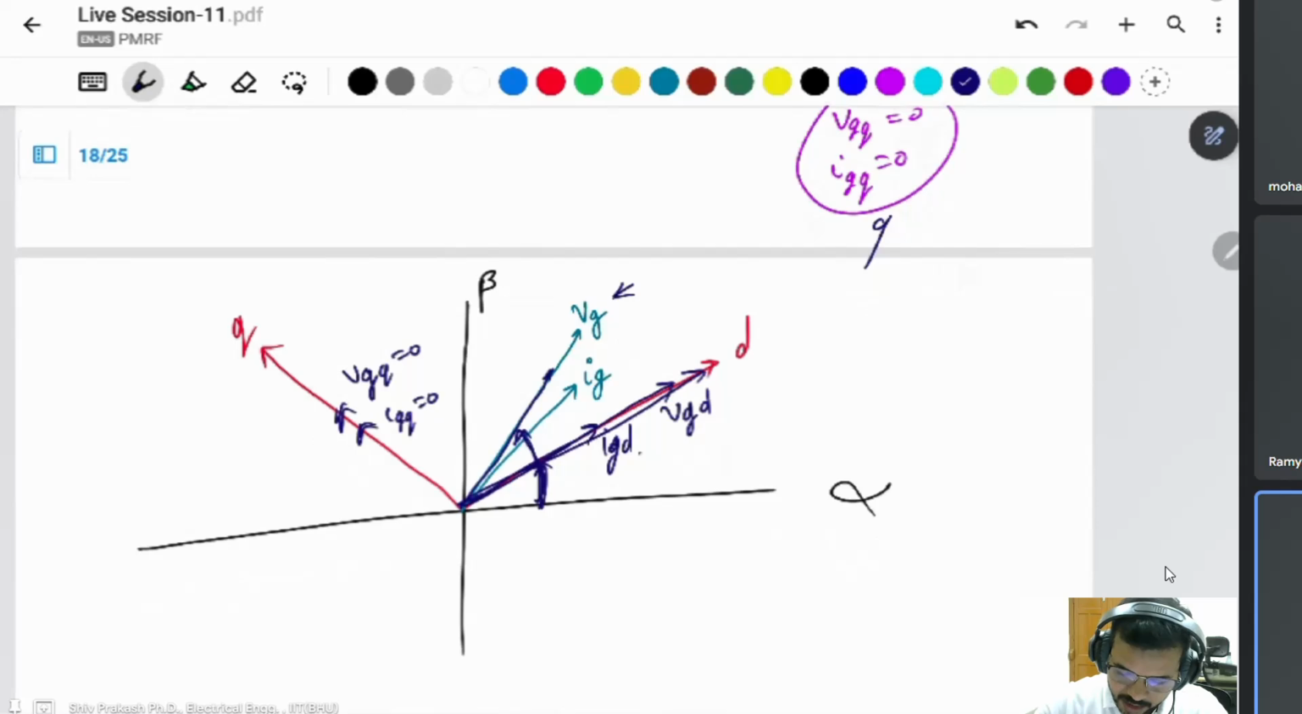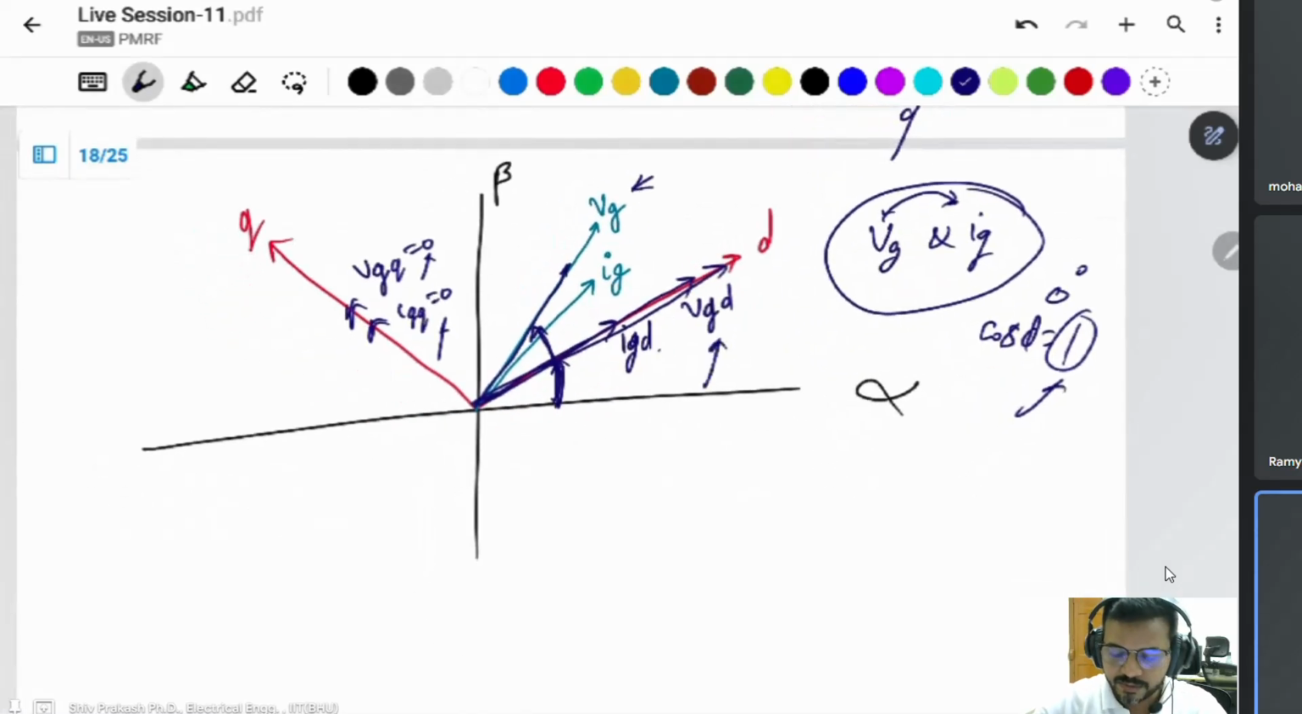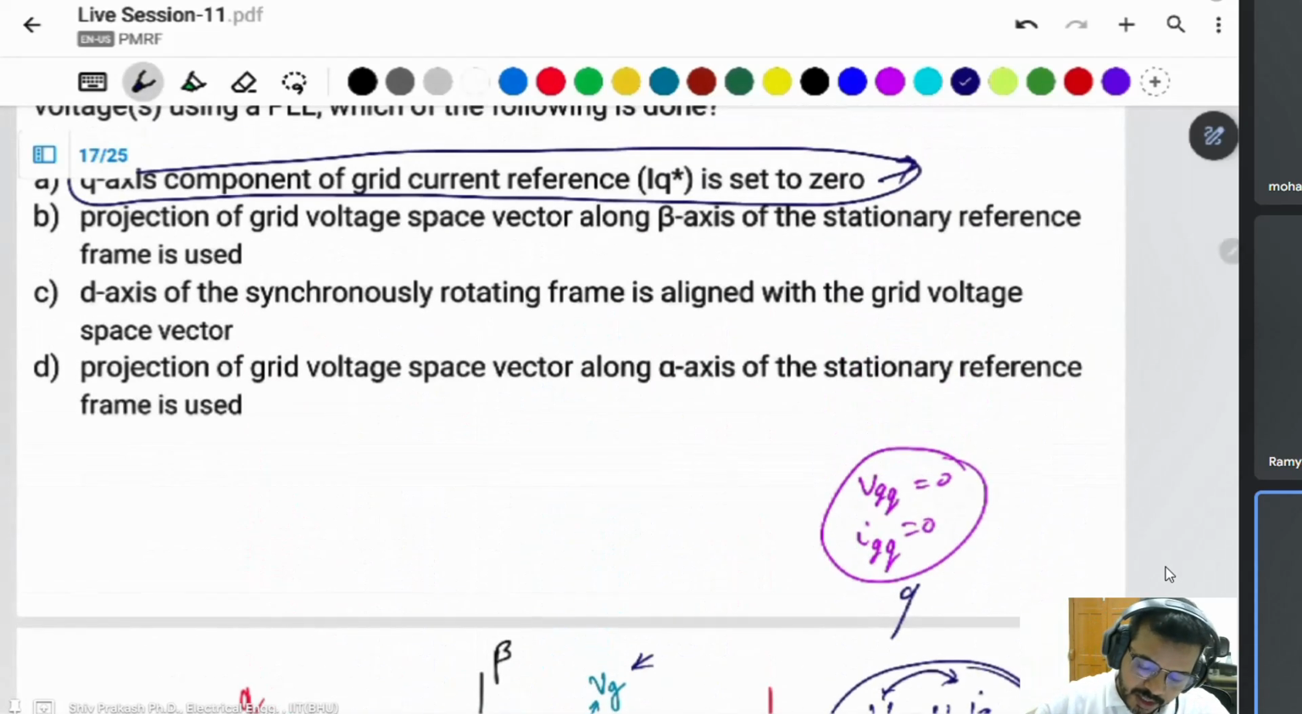You can also see here, suppose both quadrature axis components are 0, then what happens? Only Vg and Ig are there. Then what is the angle difference between them? The angle difference between them is 0 degrees. Then cos phi is the same thing. The angle difference between the current and voltage is 0 degrees, so cos phi is 1. It means unity power factor. To find the unity power factor, you should use this one. That one will be 0. Then simply it will be in phase with the voltage. That time it will be used.